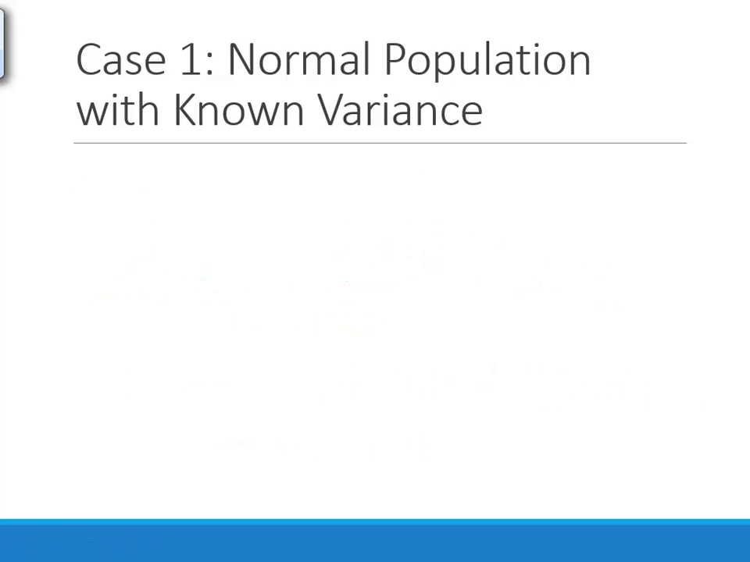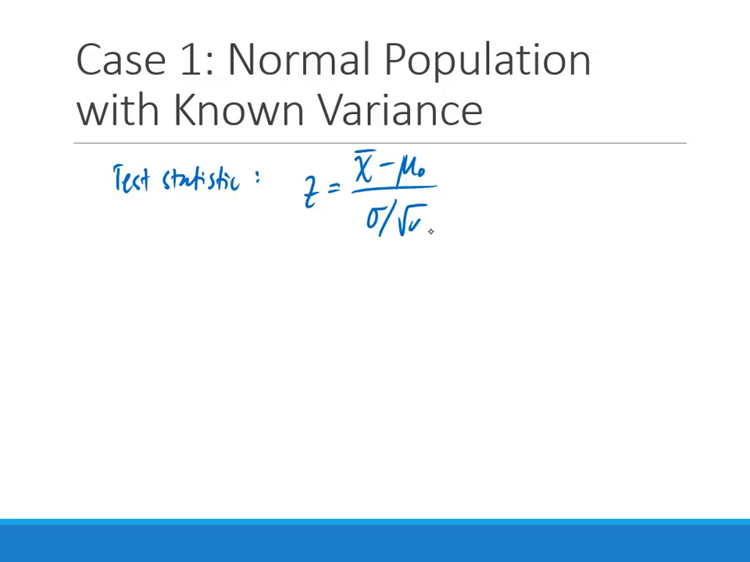So again, once you know what parameter you're looking at, once you have your hypotheses set up, once you've observed a random sample, you're ready to actually do the test. So our test statistic here, again, remember, is z, which is x bar minus mu 0 divided by sigma over the square root of n. Remember, our null hypothesis was that mu is equal to 95. So that's our mu 0. That's our hypothesized value.